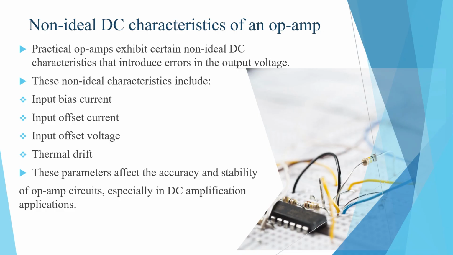Although an ideal op-amp is assumed to have perfect characteristics, real or practical op-amps exhibit certain imperfections that can introduce errors in the output voltage. These non-ideal characteristics mainly affect the accuracy and stability of DC amplifier circuits. The important DC characteristics are input bias current, input offset current, input offset voltage, and thermal drift. These non-ideal DC characteristics must be considered while designing precision amplifier circuits, especially in applications requiring high accuracy and stability.